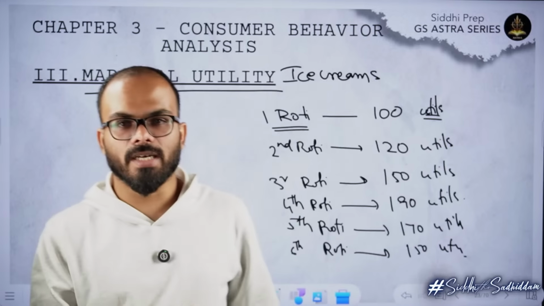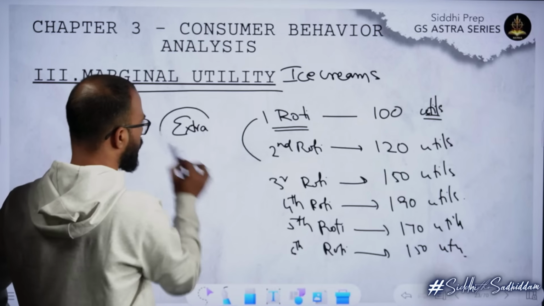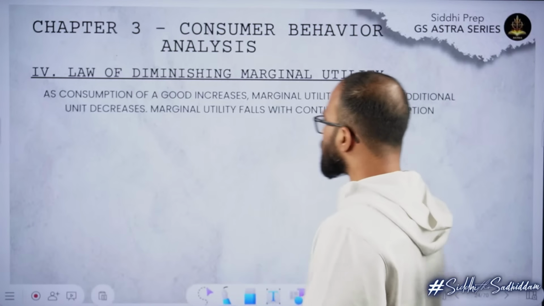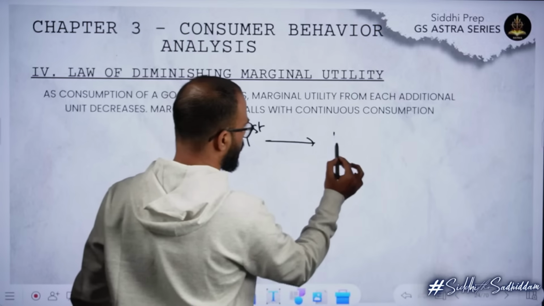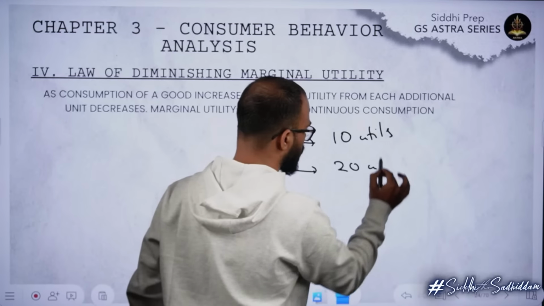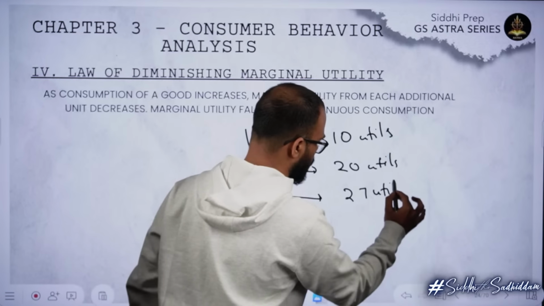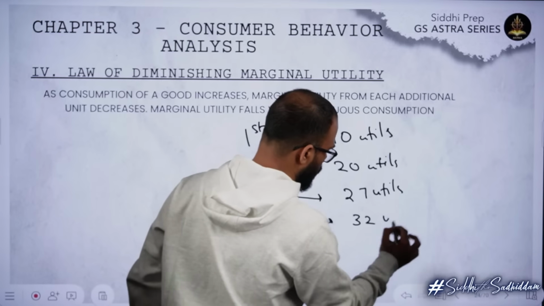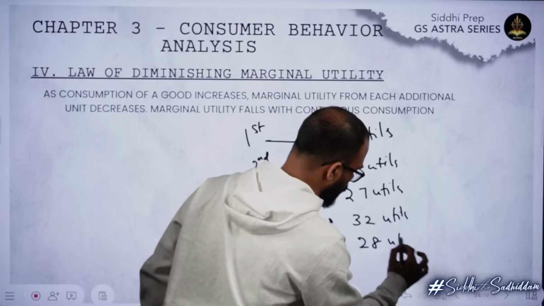Now, what is marginal utility? Marginal utility refers to the extra satisfaction that I obtain when I am consuming the next product. For example, with respect to the earlier discussion, let us say for the first one I got 10 utils of satisfaction. For the second one I get 20 utils. Third one I got 27 utils. Fourth, I obtained, let's say, 32 utils, and by the fifth one I obtained only 28 utils of satisfaction.